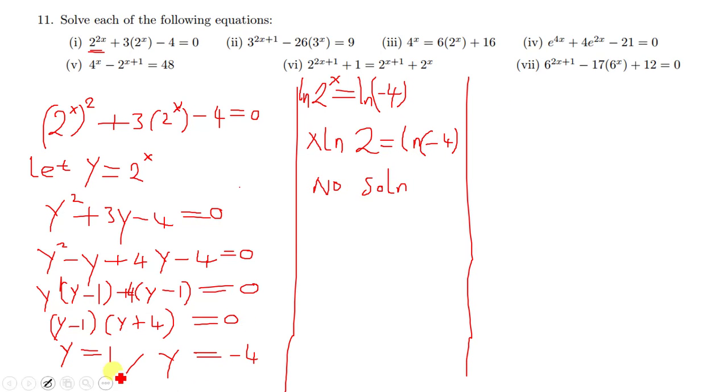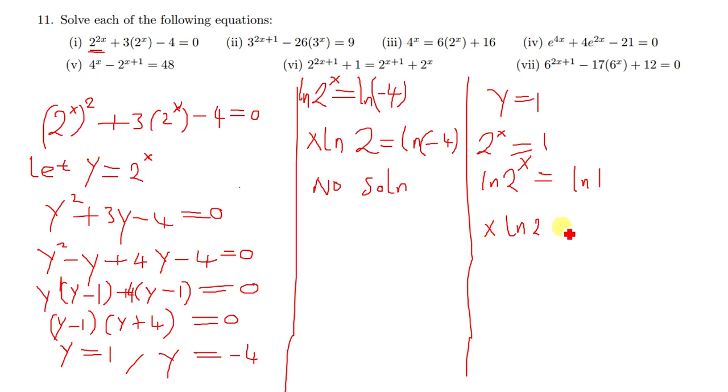Okay, now we also recall, we also take y is equal to 1. So when y is equal to 1, while there is y, we have to put 2 to the power x is equal to 1. We introduce the ln on both sides. We're going to have ln 1. So we bring down this x, so meaning we're going to have x ln 2 being equal to, what is the ln of 1? That one is a special logarithm, gives you 0.